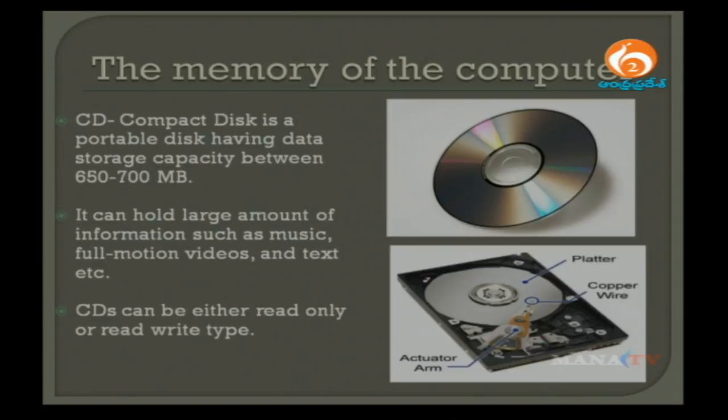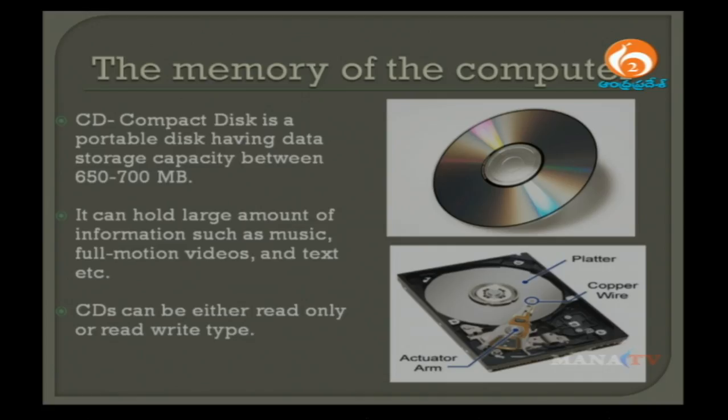All right. Now let us go for the second thing, CD. In the memory of the computer, we have the second thing as CD. CD, initially known as compact disk, is a portable disk having data storage capacity between 650 to 700 MB. It can hold a large amount of information such as music, full motion videos and text, etc. CDs can be either read only or read write type.